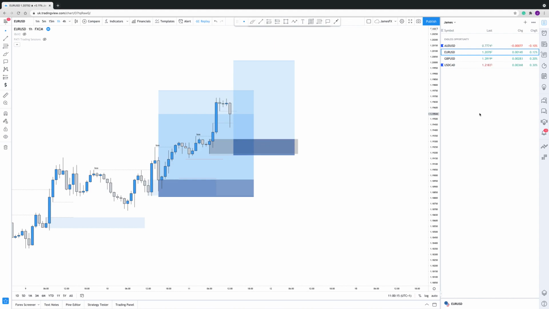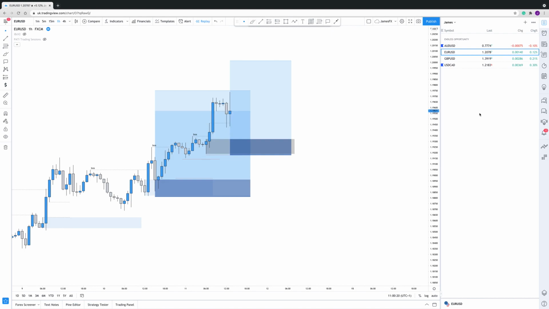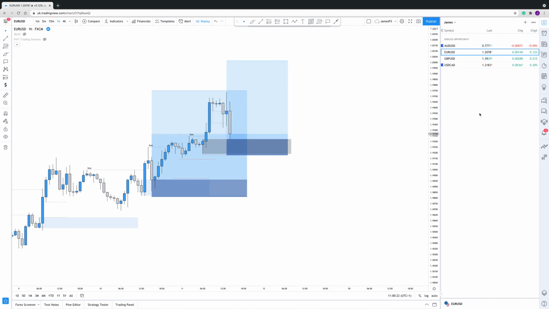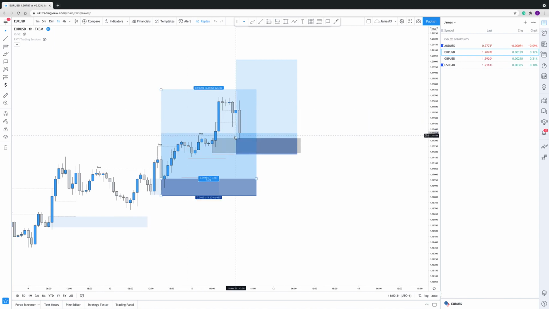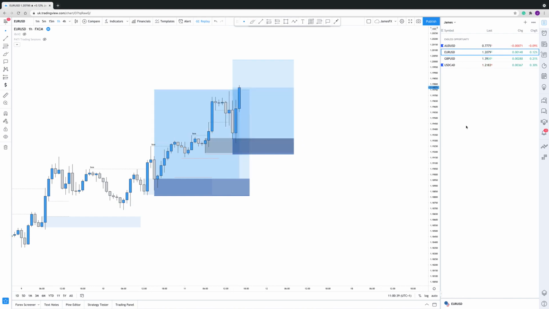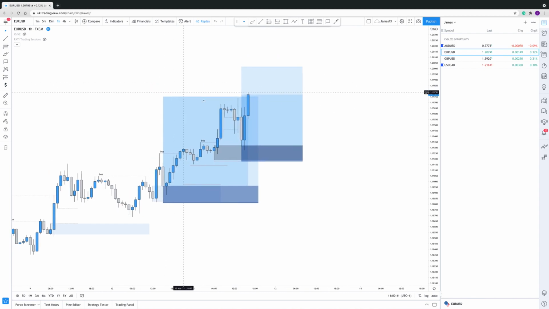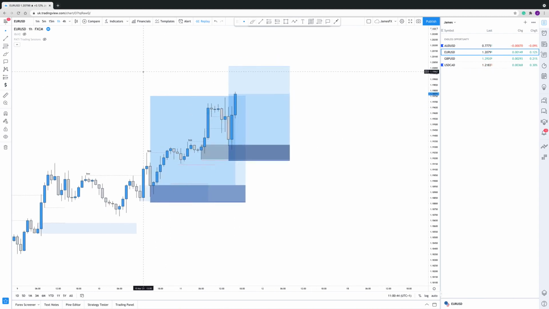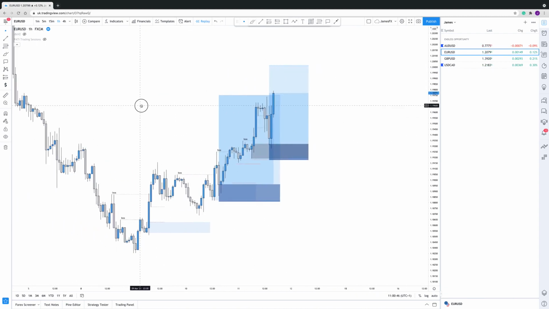Okay, so we've mitigated that imbalance, and we have this wick, we wicked above, closed below. We've now tapped into our order block. So if we took this trade, we would be tagged in. So let's see what happens. Okay, so there we go. We tap in and we go. So I didn't actually know this was going to happen.